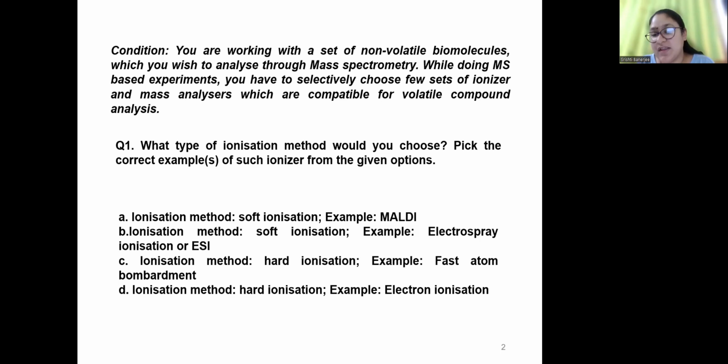Because listen, the thing is, MALDI and ESI, this particular step of the mass spec. There are three things in a mass spec. One is the source of ions, how you are getting the ions, how you're analyzing it, and how it is being detected.